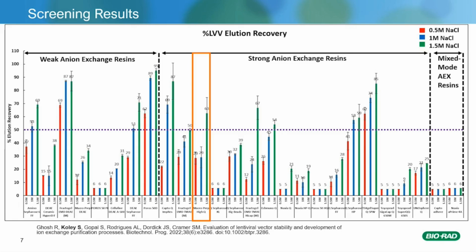The current slide shows the plot of the percent lentiviral recovery from the elution step. As can be seen from the figure, few chromatographic resins could cut across the target blue dotted line and successfully provide greater than 50% lentiviral recovery in the elution step. Here, I would like to emphasize to the viewers that Macro-Prep High Q was also observed to be one of the resins that provided greater than 50% elution recovery and hence was selected for the next level of high throughput screening.